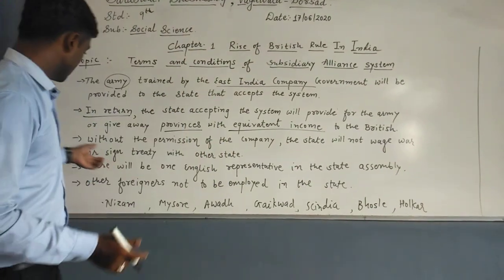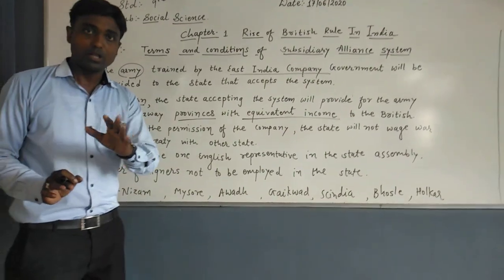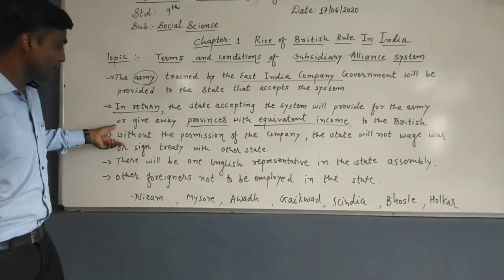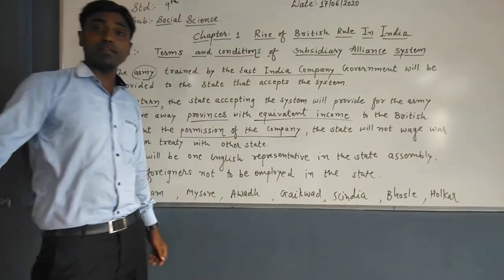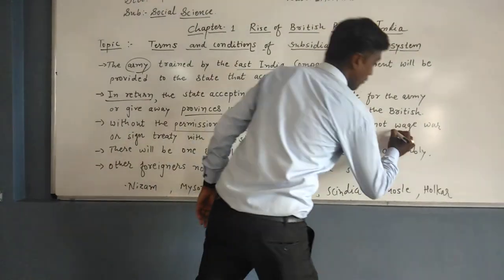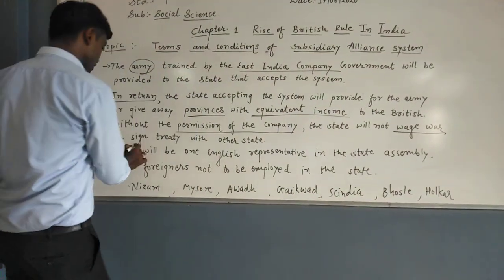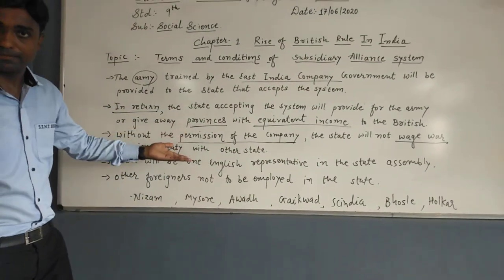For example, just see that if any state, for example Gujarat, I just give the example, please mind well, without the permission of the company, they cannot utilize that army. It means they cannot even wage war or sign a treaty. So one more time, it is useless.